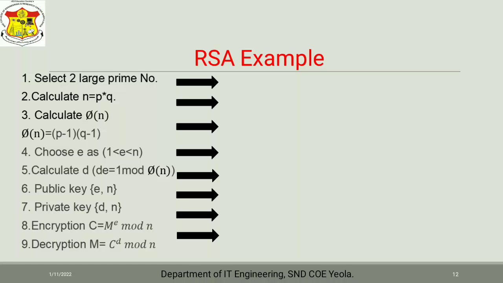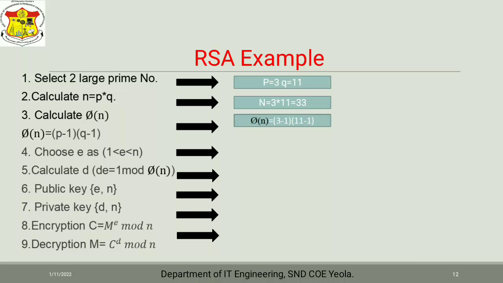Now coming to the example of the RSA algorithm. The first step is to select two large prime numbers. Here the first number is 3, the second one is 11. P is equal to 3 and Q is equal to 11. Then calculate the modulus of the two prime numbers, that is P into Q, 33. The third step is to calculate phi of n. The formula is (P minus 1) into (Q minus 1). The value of phi of n is equal to 20.